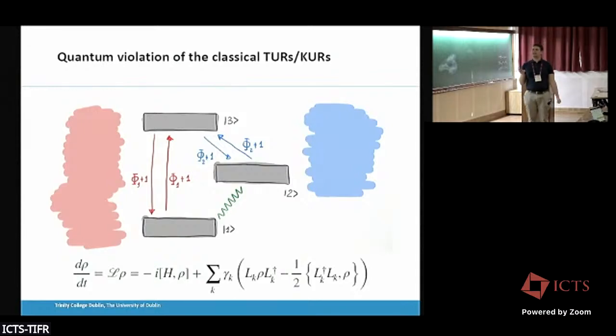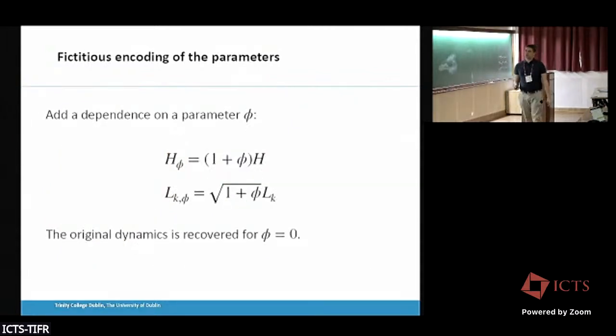So if you look at the integrated currents of this system, they can be more precise, they can have lower fluctuations than what's allowed by the classical TURs and KURs. So the question here is, can we say something about what happens to quantum systems with respect to KURs and TURs? Can we come up with something that can replace KURs and TURs for quantum systems? So I'm going to present a method that has been introduced by Hasegawa and colleagues. I'm first going to present the method for a single parameter, and then I'm going to introduce our original contribution, which is related to the adoption of multiple parameters.